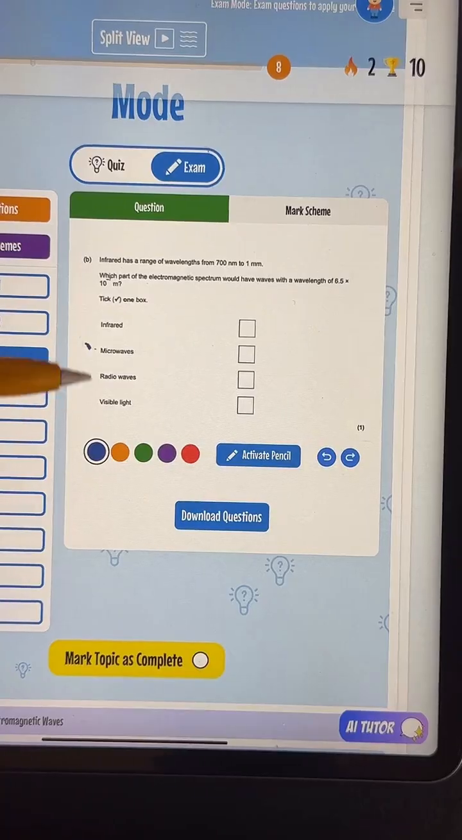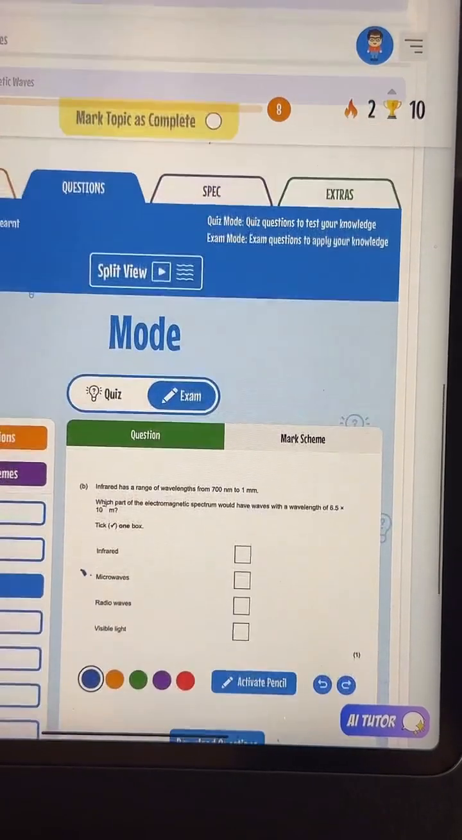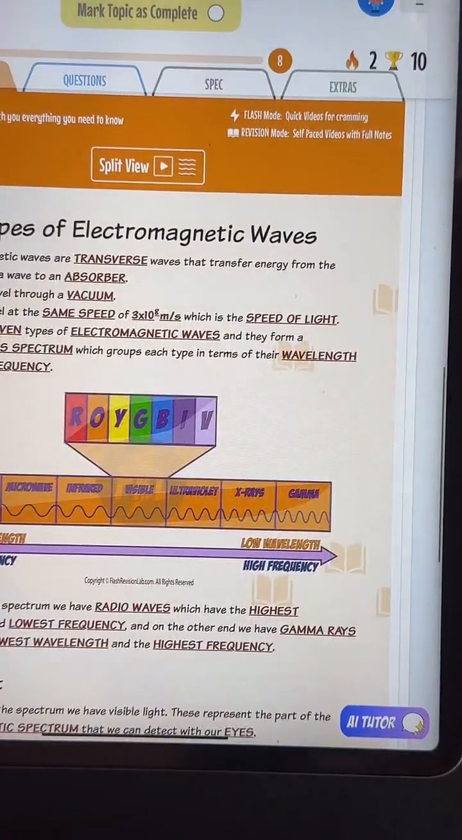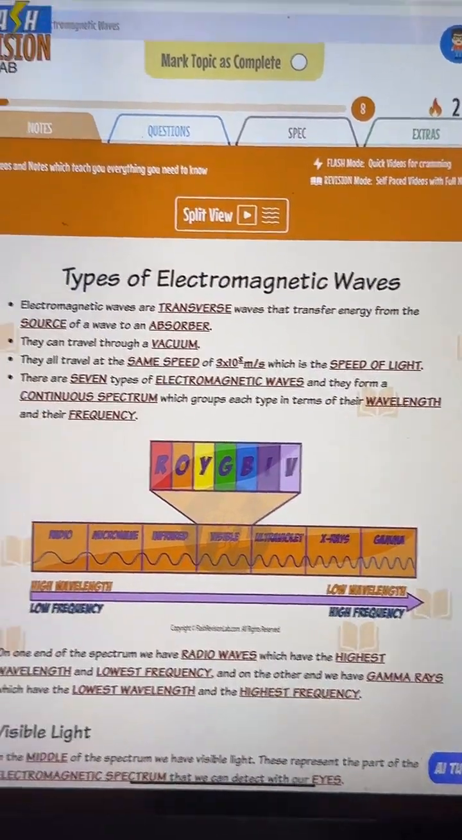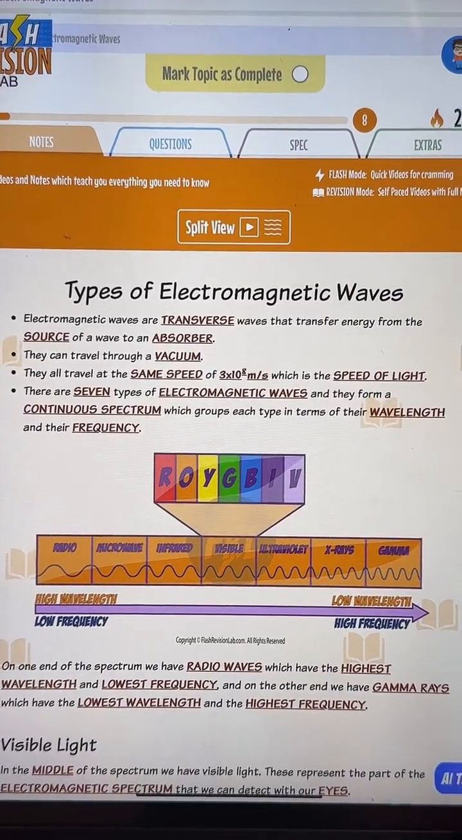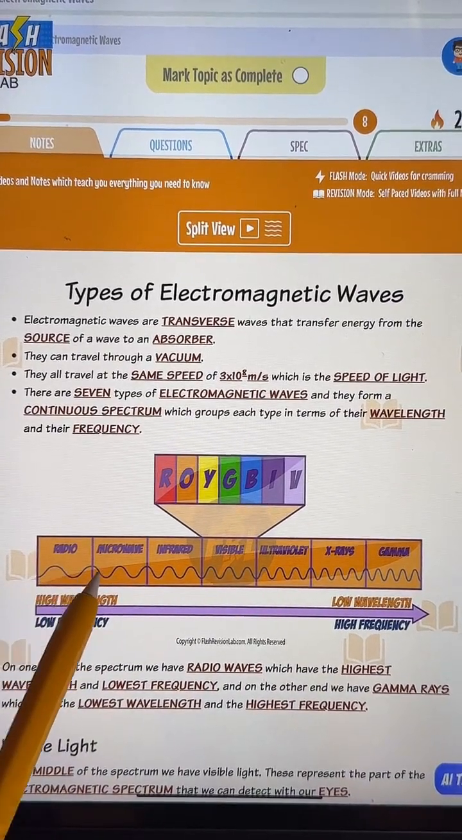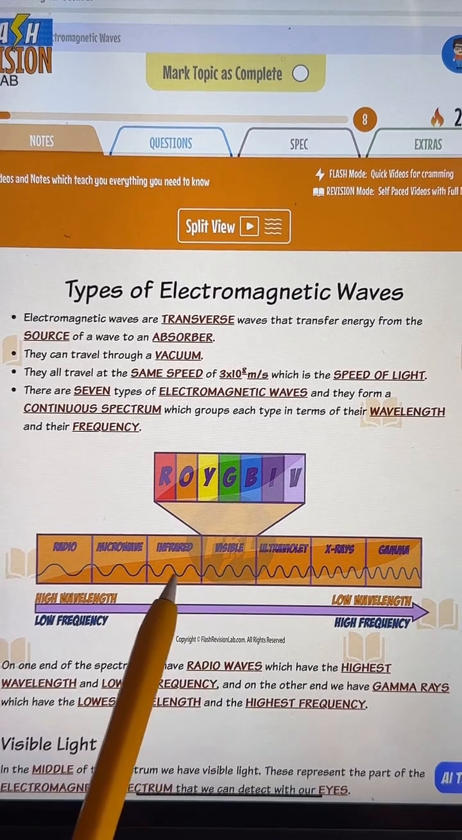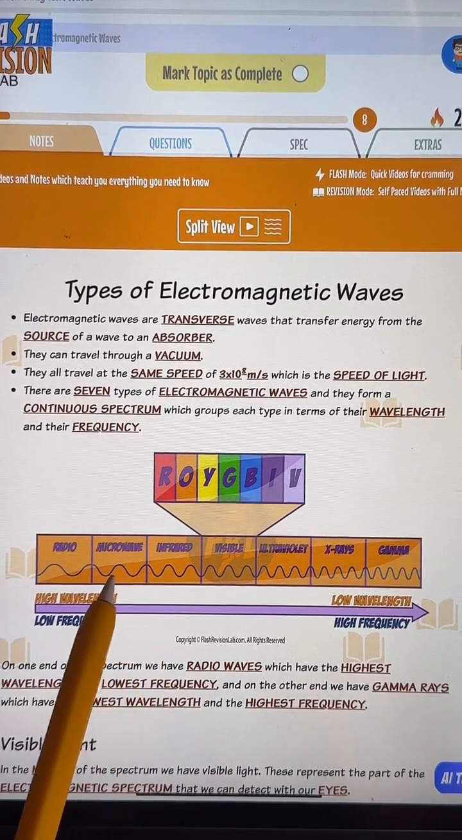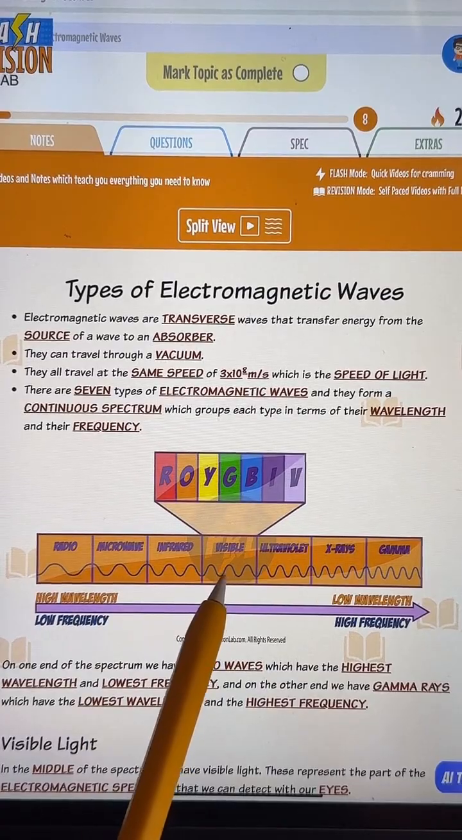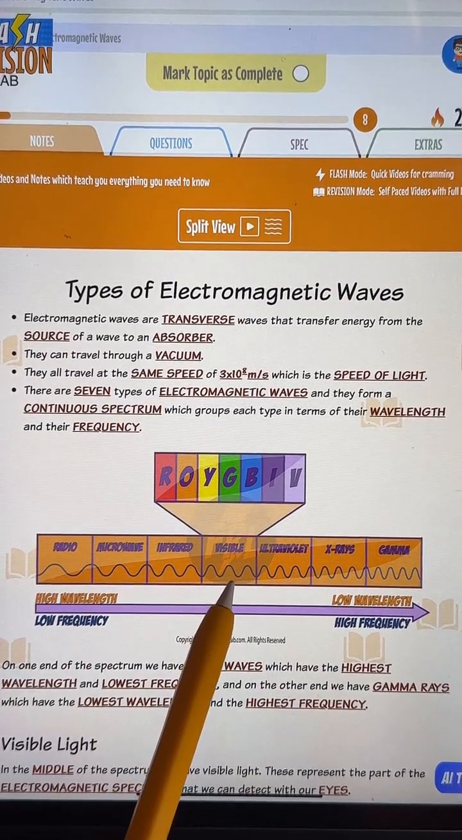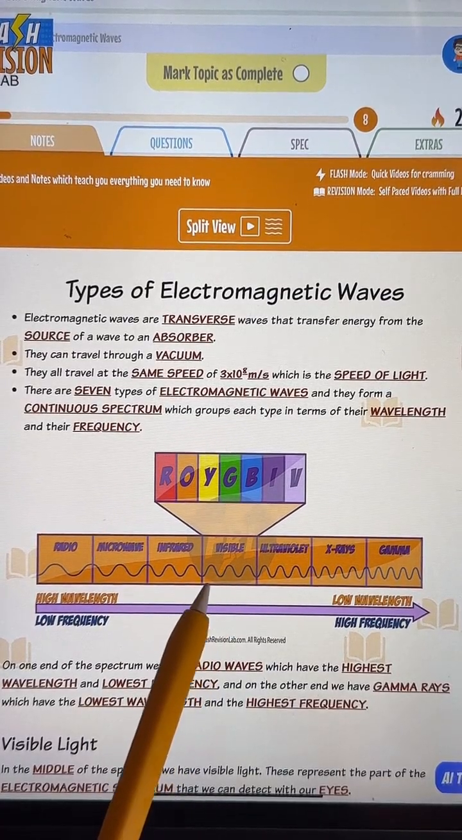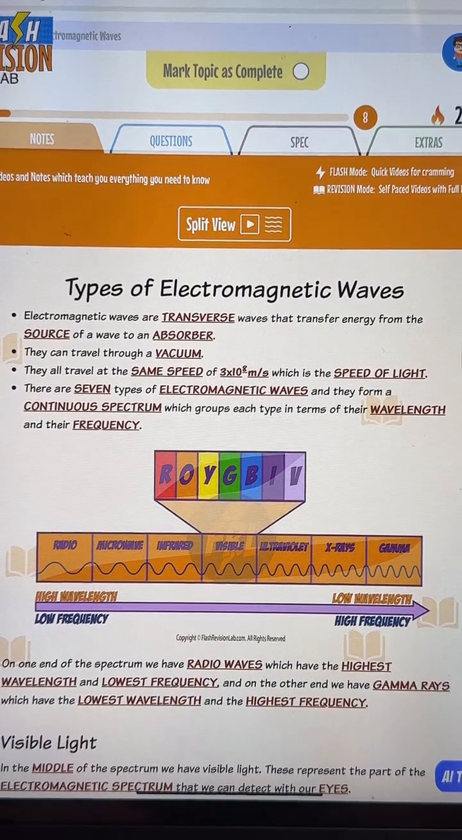Visible light is next to it in the spectrum. If I go back to the spectrum, you can see that as you go from radio to gamma, the wavelength is getting shorter and shorter. So you've got infrared and microwave that are longer, and visible light that's shorter. This wavelength is shorter in this case, so therefore it's visible light.